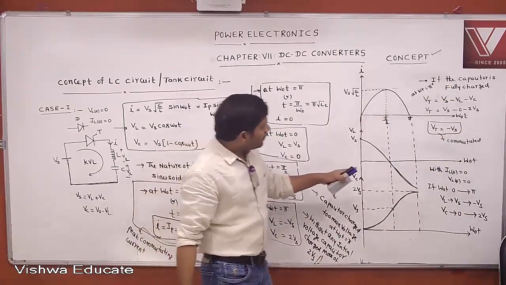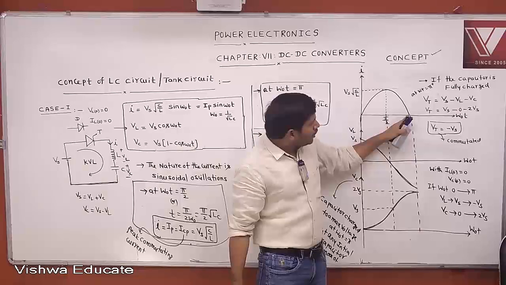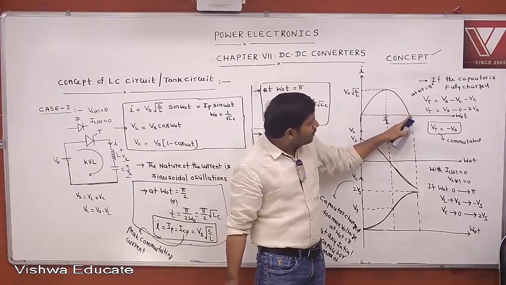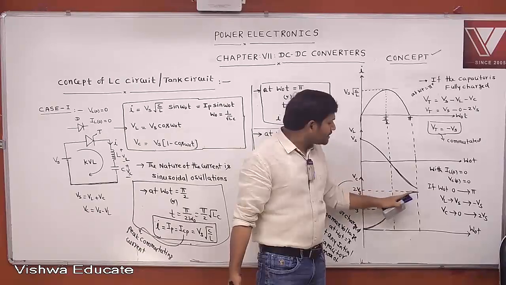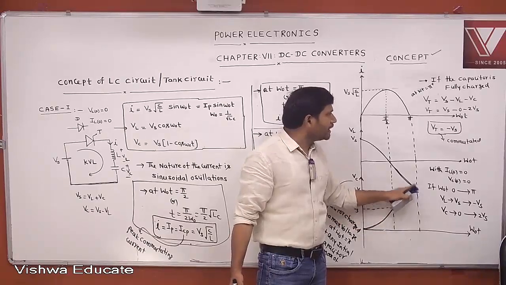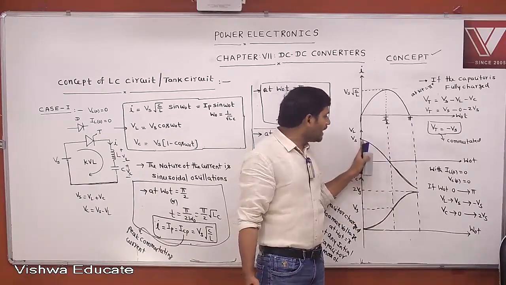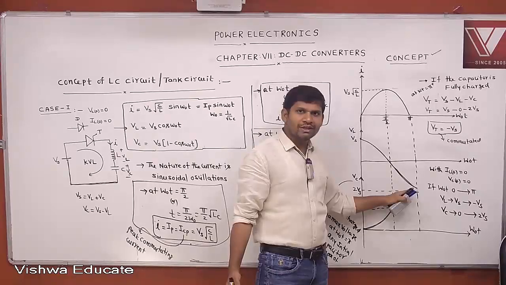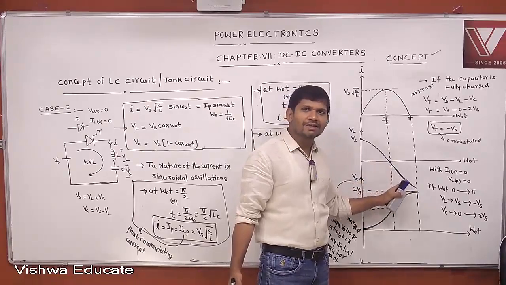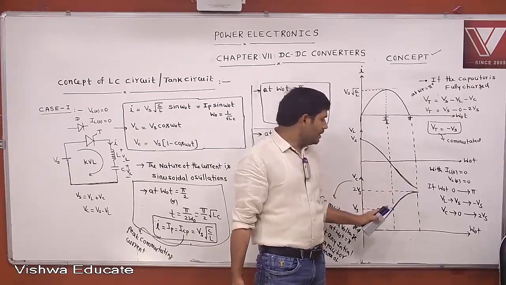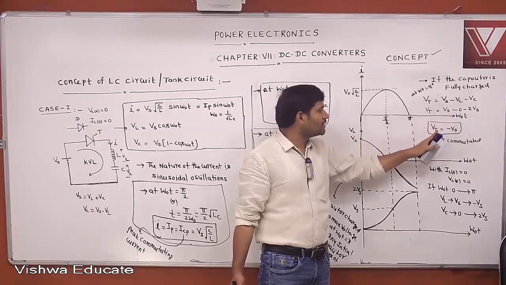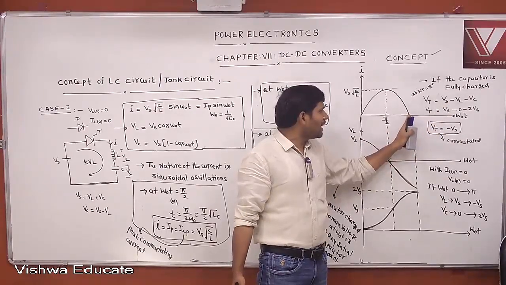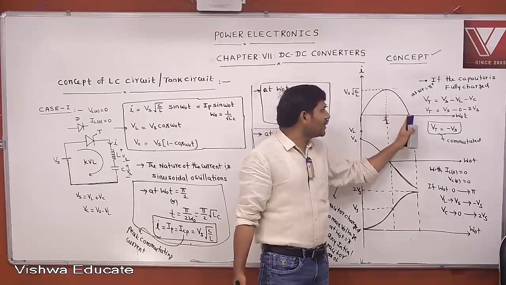That means at omega t equal to pi plus, at the instant of pi plus, the capacitor is charged to a voltage of 2 Vs. Once it is fully charged, the inductor acts as a short circuit. Then this is Vs minus 0 minus 2 Vs. At the instant of pi plus, the current in the circuit is 0.